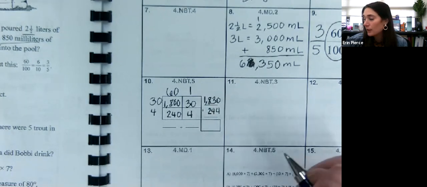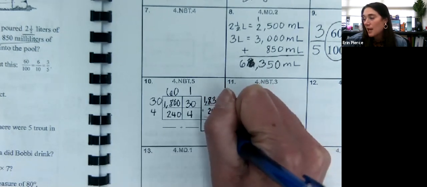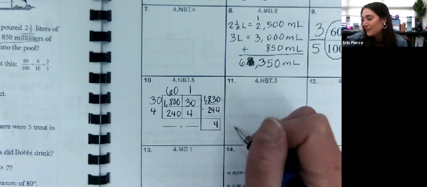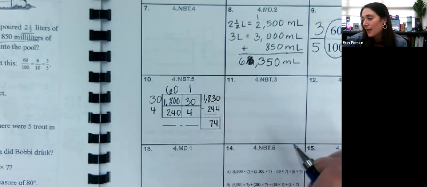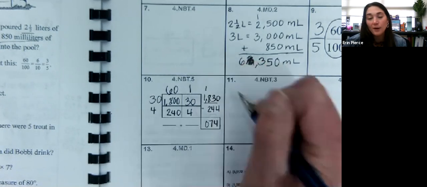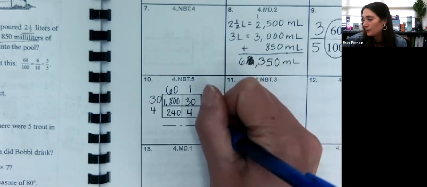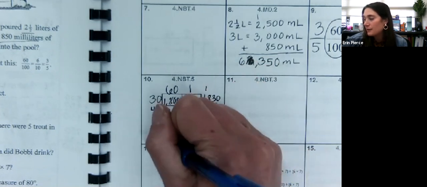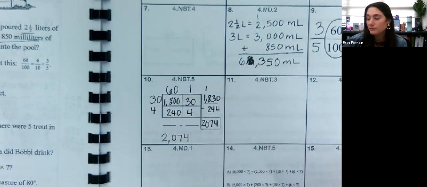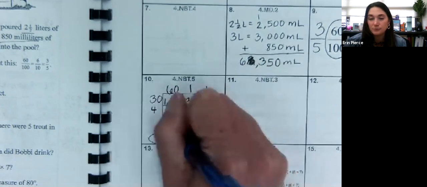0 plus 4 is 4. 3 plus 4 is 7. 8 plus 2 is 10. 1 plus 1 is 2. I have 2,074 is my answer.